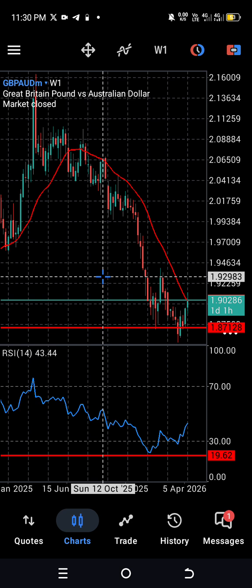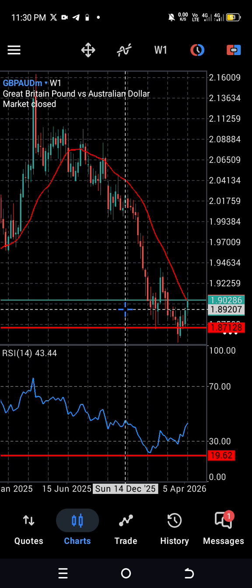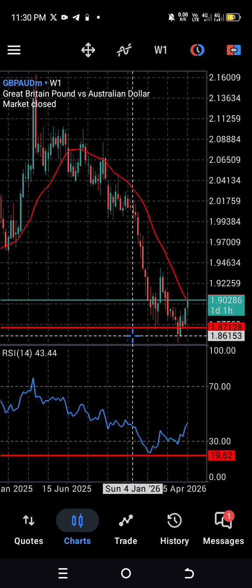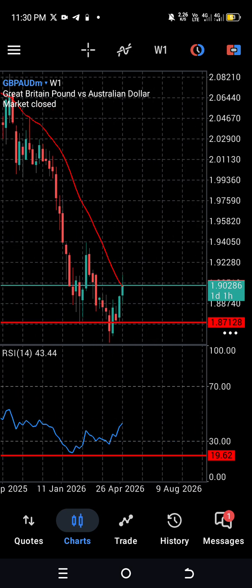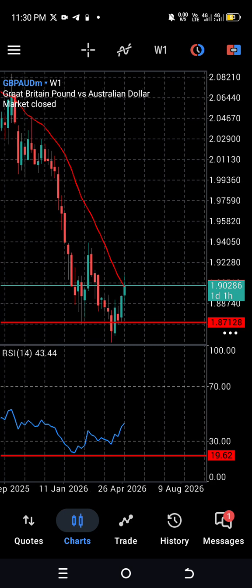So having spotted the divergence, what we need now is a bullish candle, because this is a bullish divergence. Don't forget, you have spotted your divergence opportunity. The price is disagreeing with the oscillator. It's telling you that this downtrend is coming to an end.